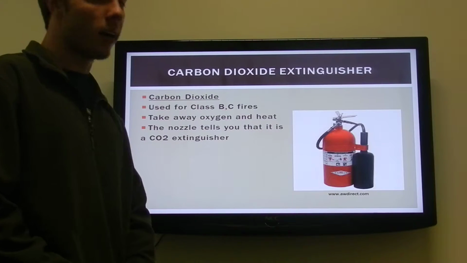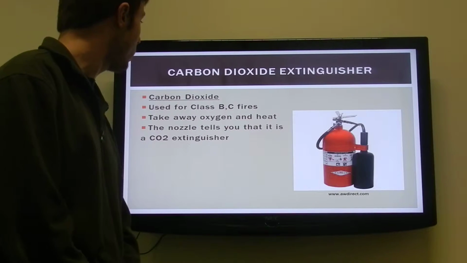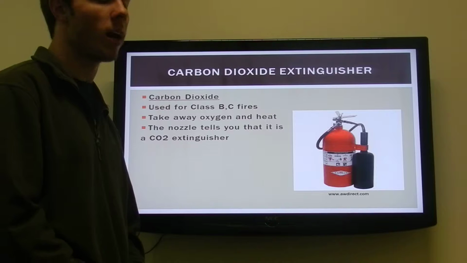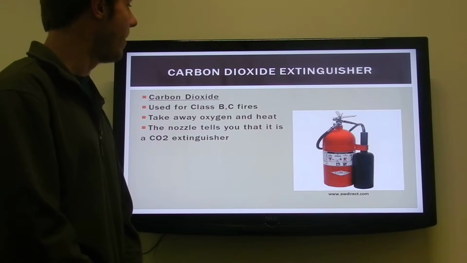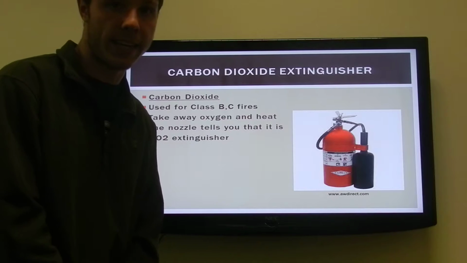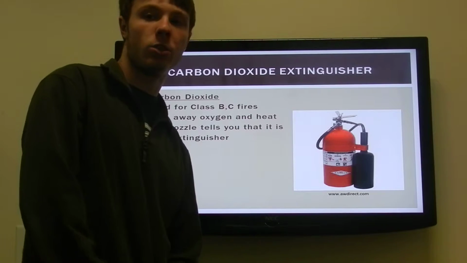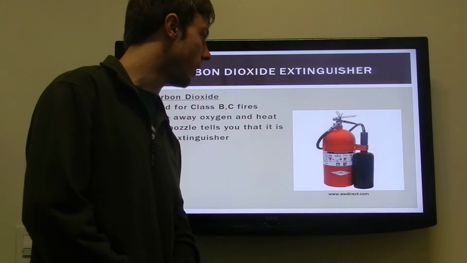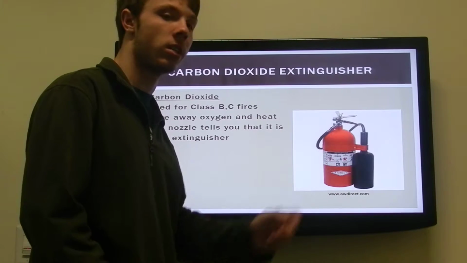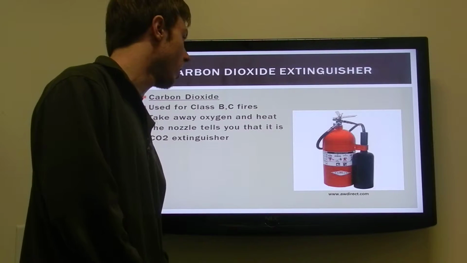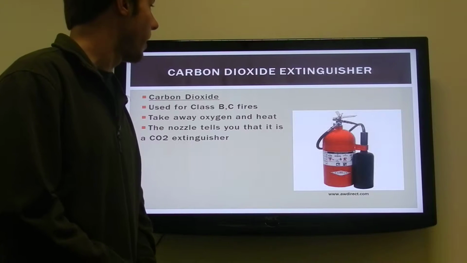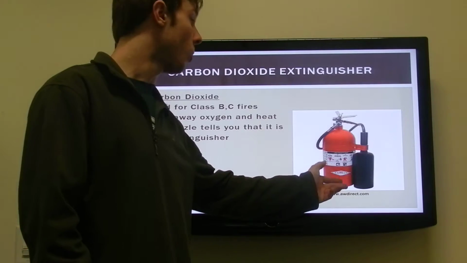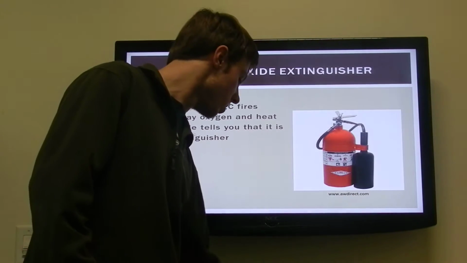Okay, next is carbon dioxide. It is used for Class BC fires. It takes away the oxygen and heat. The carbon dioxide smothers the oxygen, takes it out, and the coldness of the agent takes away the heat. The main way that you can determine that it is a CO2 extinguisher is because of the nozzle here. It is a big cone, and it can't be electrically charged, and there's no pressure gauge on it. But the main reason to determine that it is a CO2 is the nozzle.